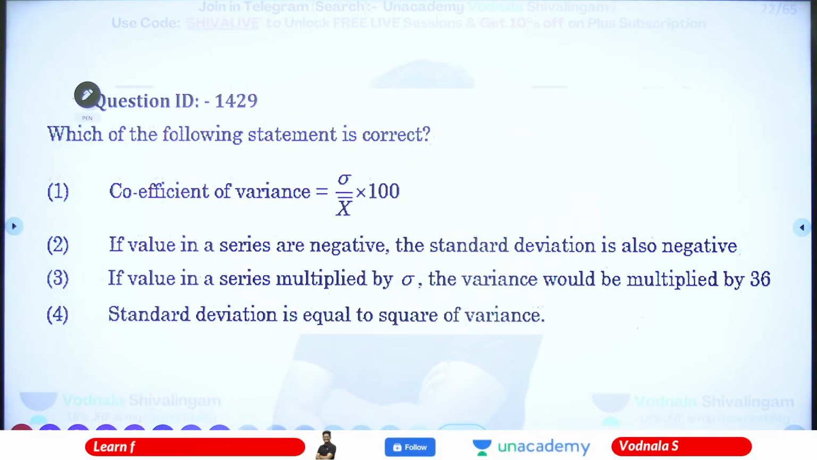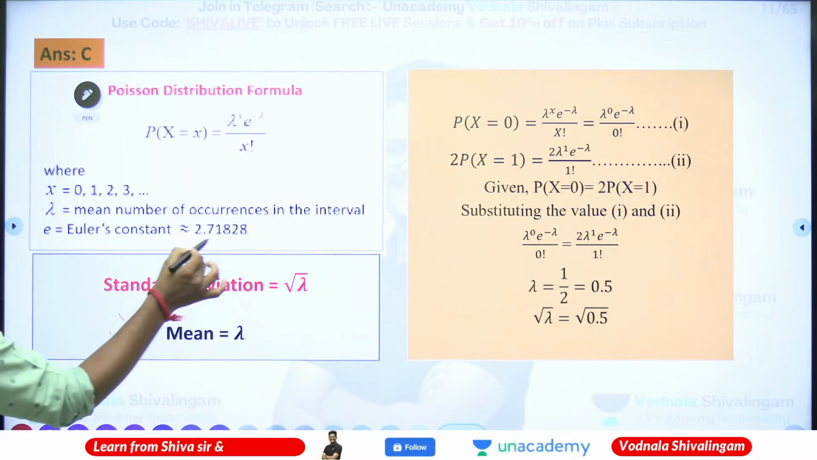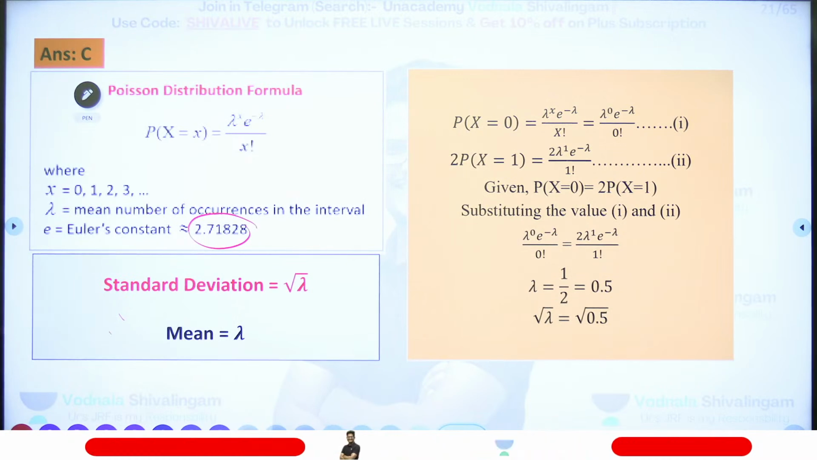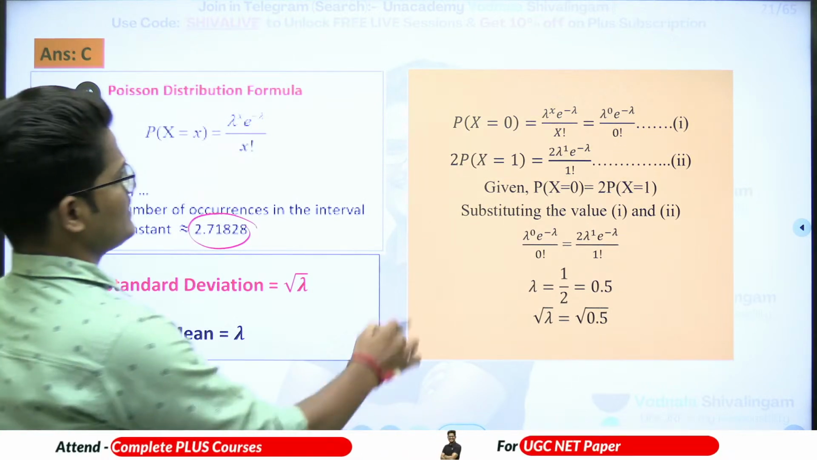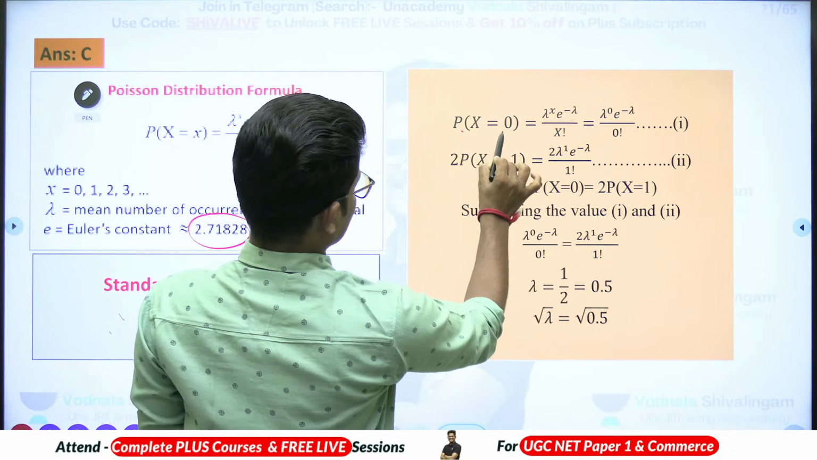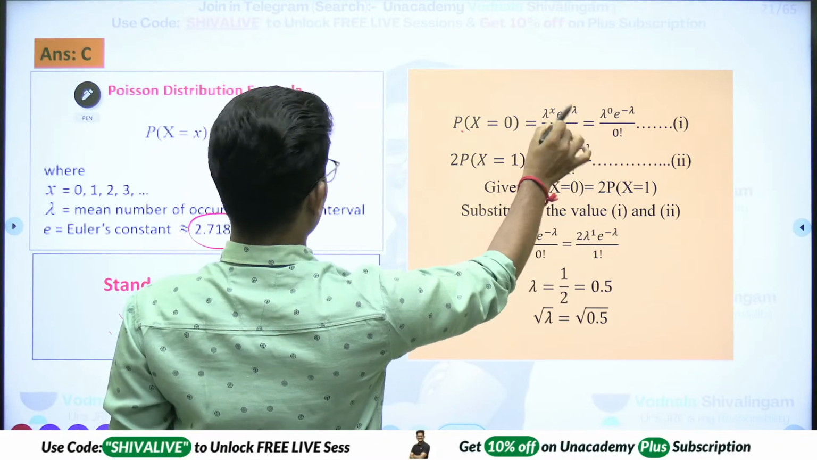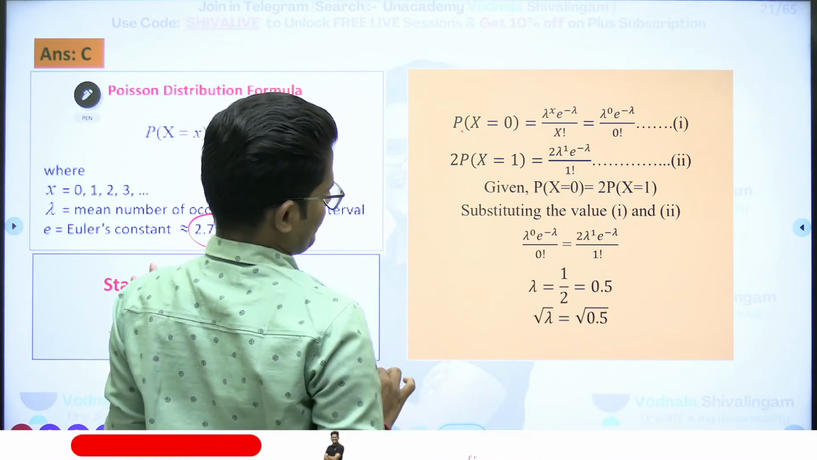e is Euler's constant, which is approximately 2.71828. That will be there, but they have given P(x=0) and the usual formula is lambda to the power x into e to the power minus lambda.